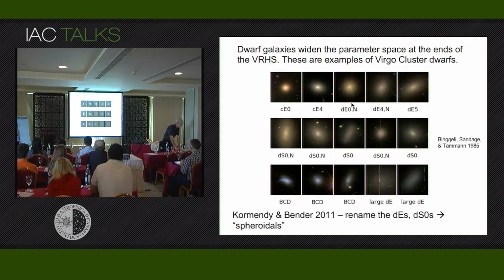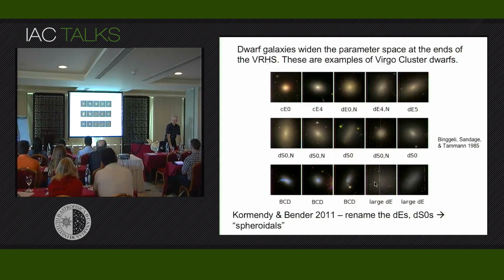Now, dwarf galaxies certainly widen the parameter space. And the categories shown here are dwarfs in the Virgo cluster. You have compact ellipticals here, and then you have what are called dwarf ellipticals. Nucleated dwarf ellipticals have an N, and you even have dwarf S-zeros, which is rather interesting. And where do you see these types of things away from the Virgo cluster? You don't find it as much. You find boatloads of these in the Virgo cluster.